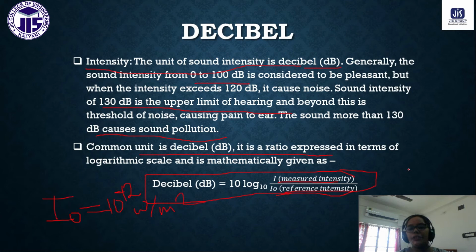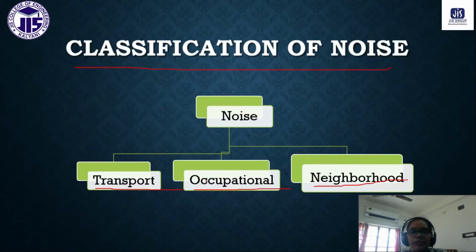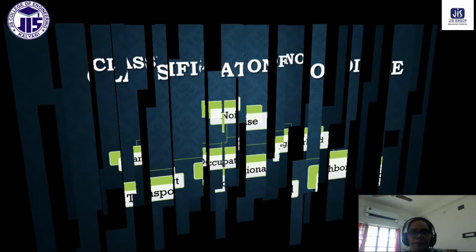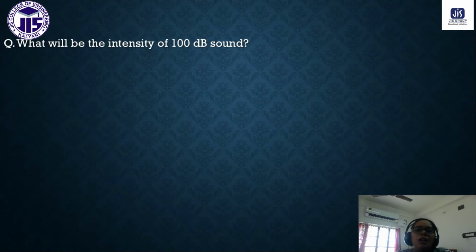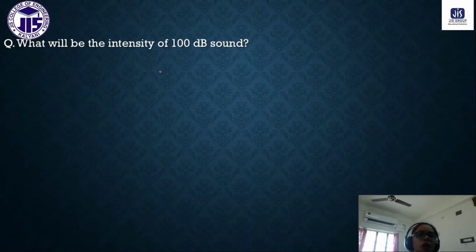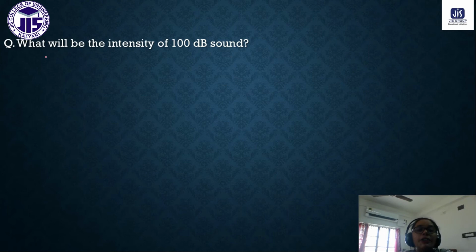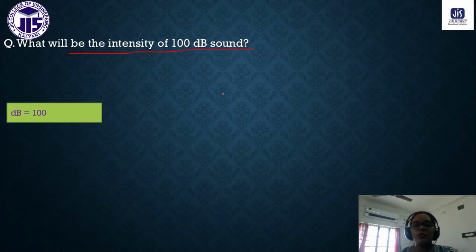Now, based on this equation, we will solve some problems. The three types of noise we have already discussed. Your first question is: what will be the intensity of a 100 decibel sound? The value of the decibel is given, and you have to calculate the measured intensity. So dB equals 100.